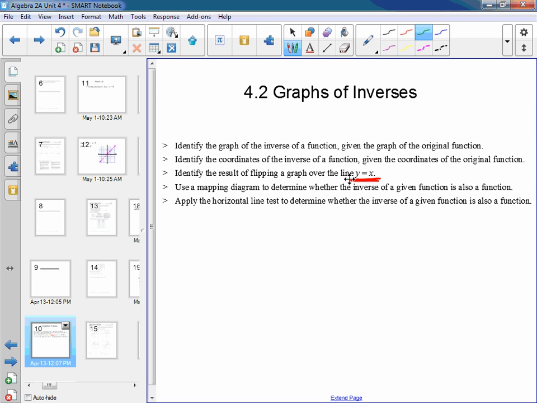That's very key. Fourthly, can you use a mapping diagram to determine whether the inverse of a given function is also a function? I kind of showed that to you in the last video. And can you apply the horizontal line test? Remember we had the vertical line test to tell if an equation was a function or not? Well, now we're going to use the horizontal line test to determine if the inverse is also a function. All right, so let's get started.